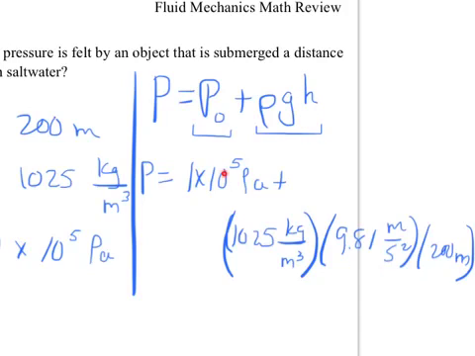Add these two quantities together because they're going to have the same units. If you multiply these, you get pascals. Add those two numbers together to get the overall pressure felt by the object in pascals.